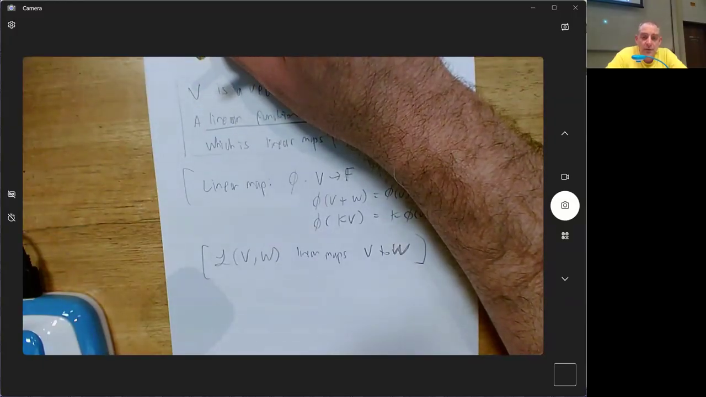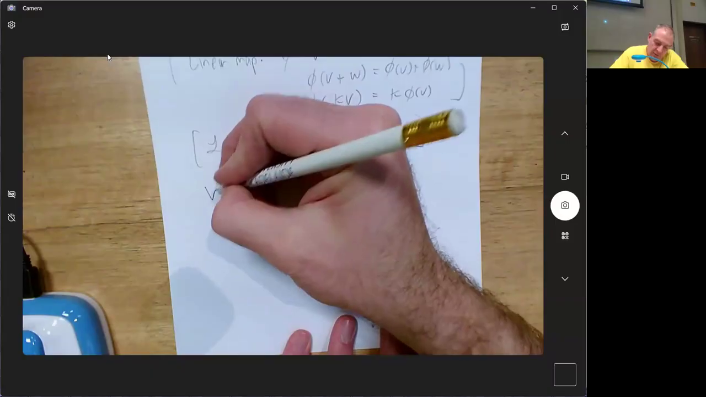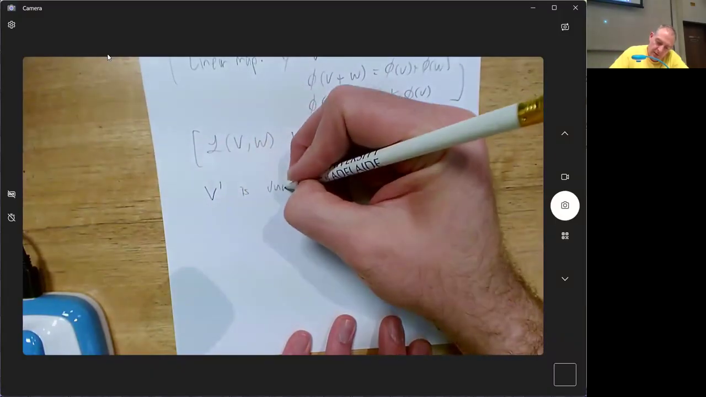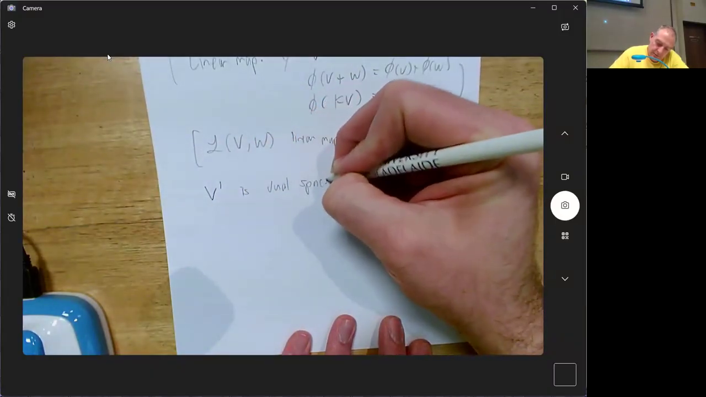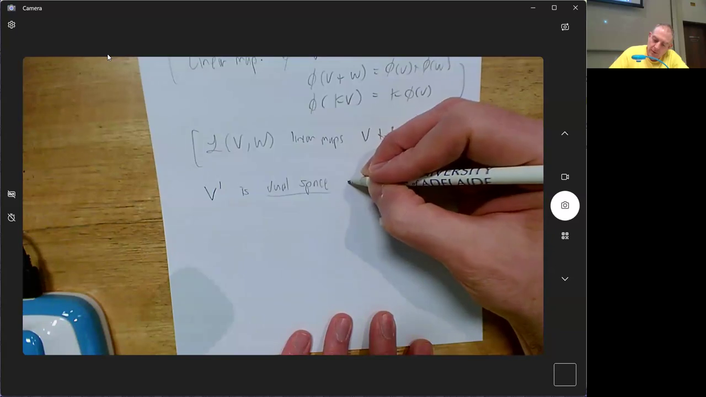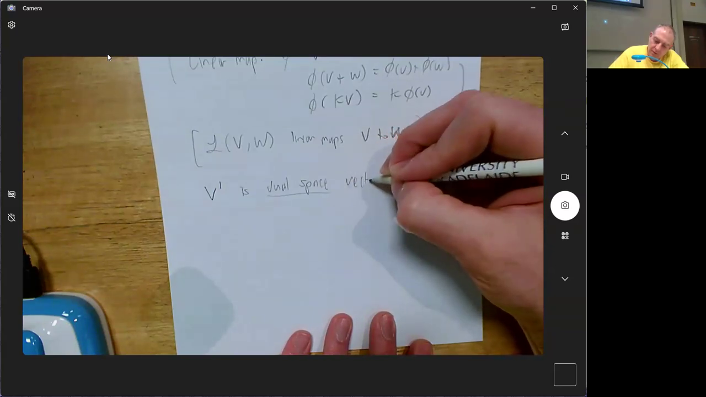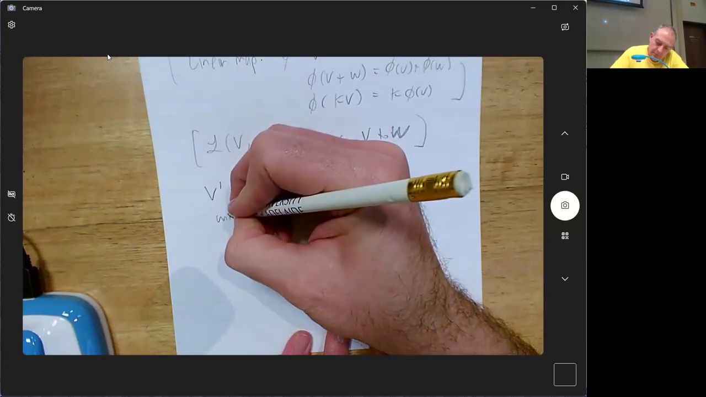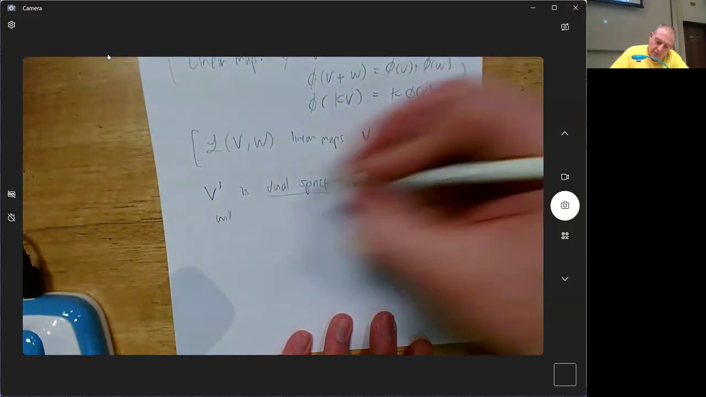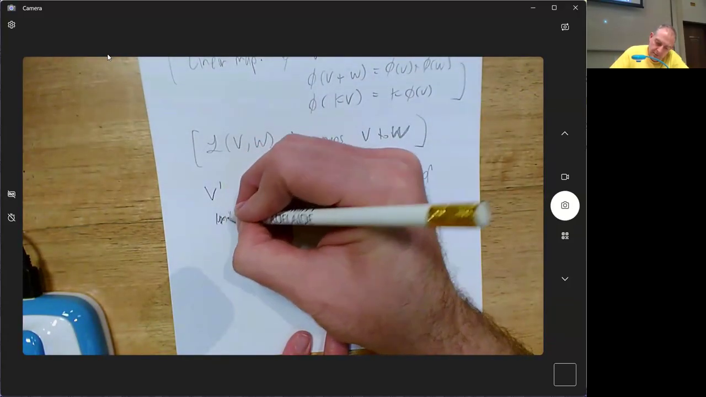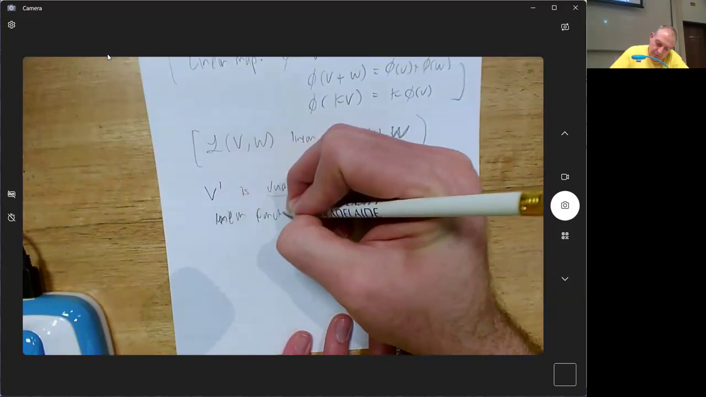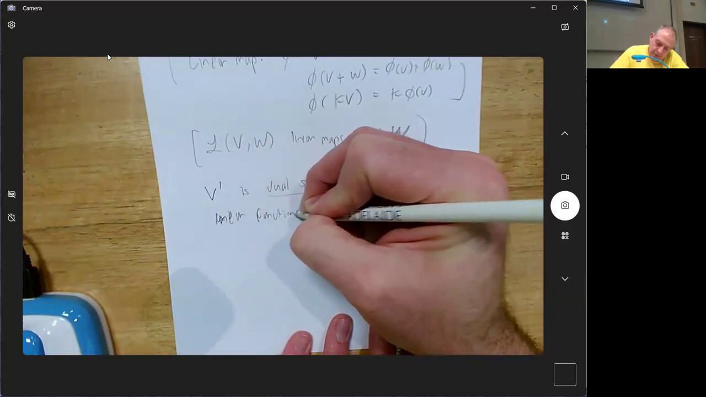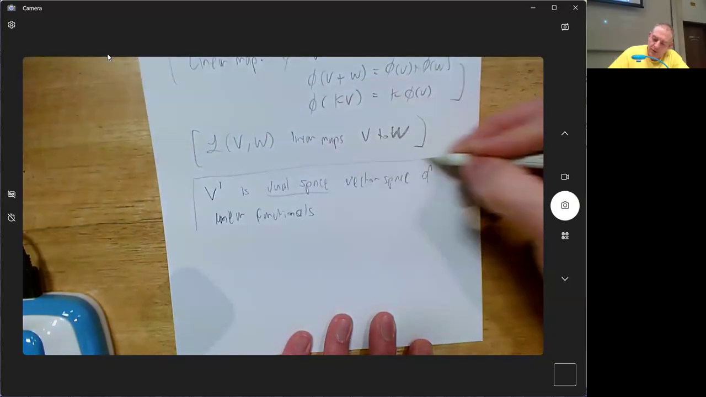Okay, cool. And then the dual space is the vector space of all the linear functionals. Okay, cool. So V dash is the dual space, which is a vector space of the linear functionals for V.